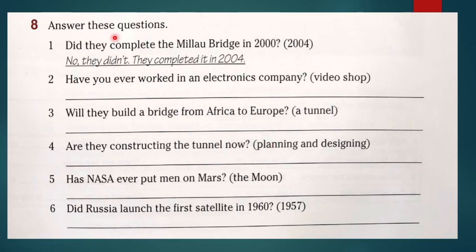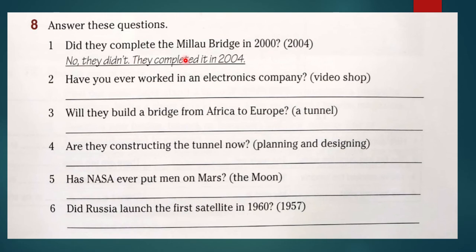This is exercise number 8. Answer these questions. As I told you, we need to change. Here we need to answer these questions using the words given here. Sometimes one word or date or number like this. So here in each sentence or in each question, you have words between brackets. You need to use these words to answer the question. Look at the example. Did they complete the Milao Bridge in 2000? Now you should answer with no, but you should use this date or this number between brackets. You should use it in your answer.